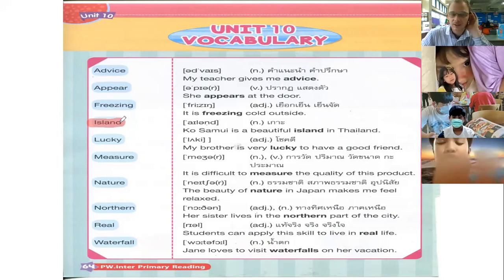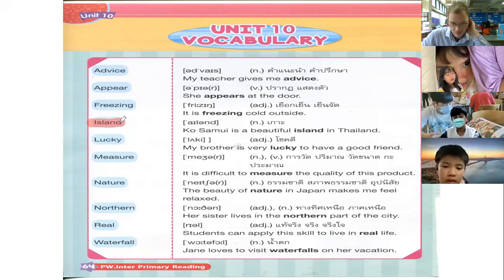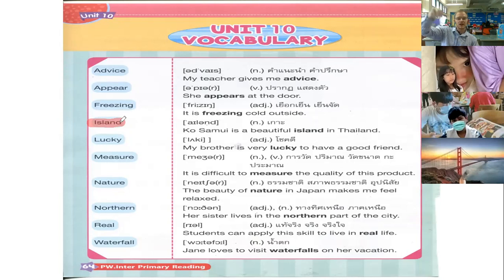So the next one is northern. Northern. Very good. So we can say Chiang Mai is in the northern part of Thailand, meaning north. We can say again like Phuket is in the southern part of Thailand. But in Phetchabun, we live close to the center, to central northern Thailand. Okay. Next one is real.